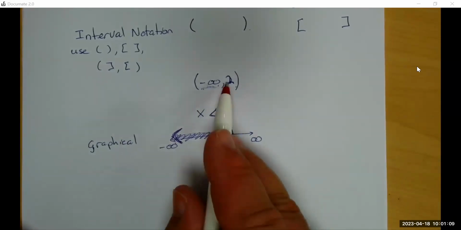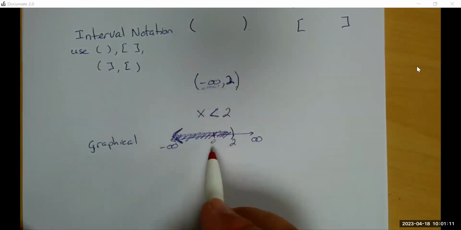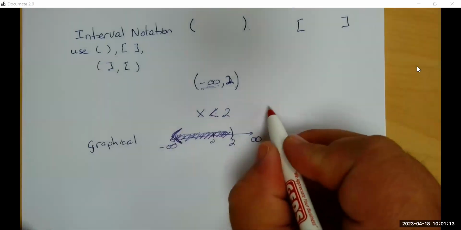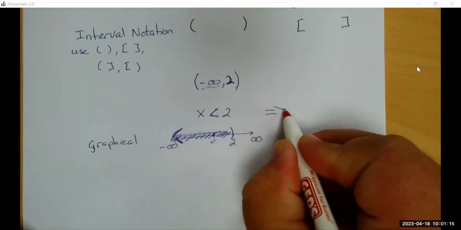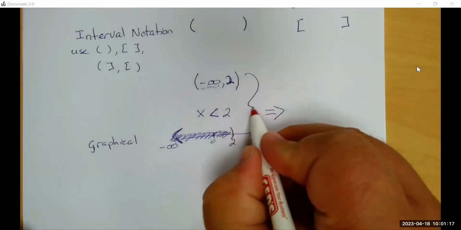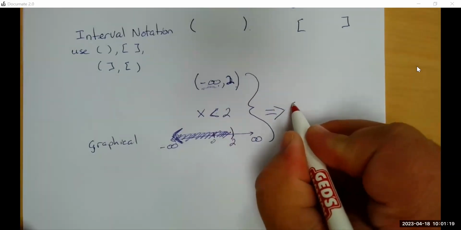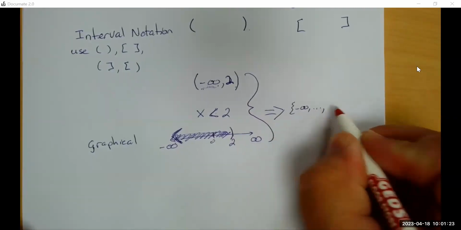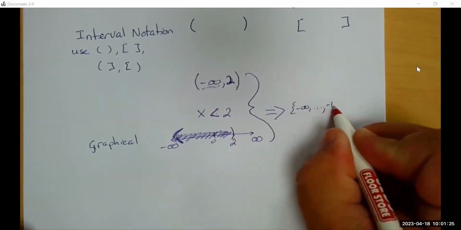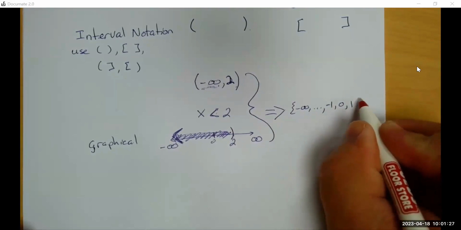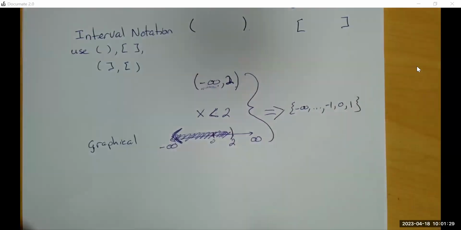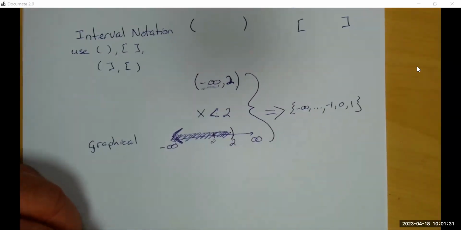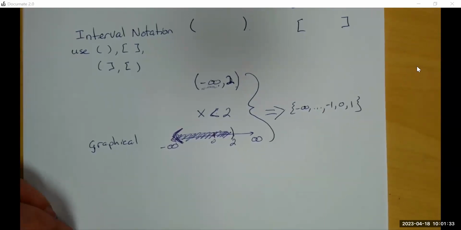Both of these, honestly, all three of these mean that my answers, my data set, negative infinity, -1, 0, 1. It stops at 1. Why does it stop at 1?